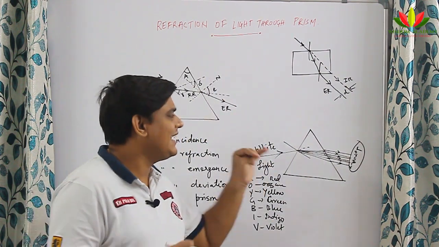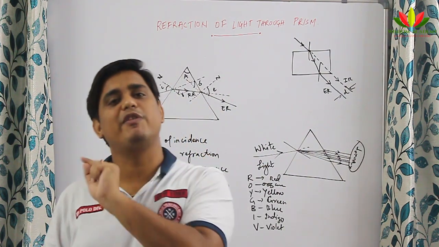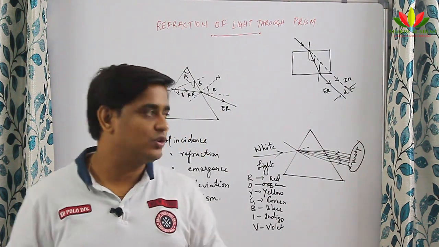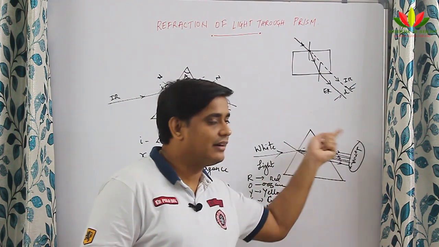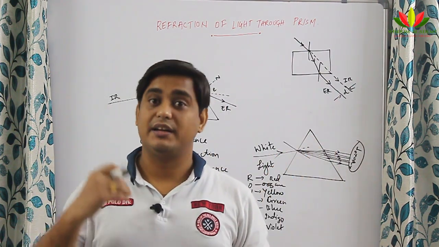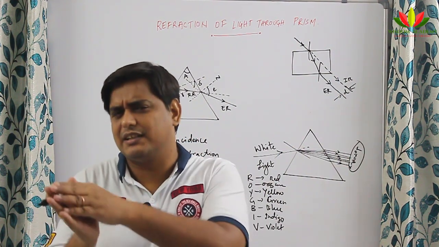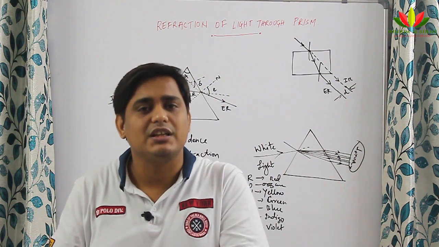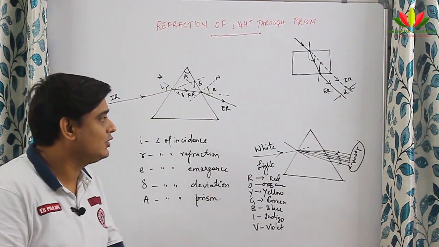If you ask me why it happens, it is because each light has its own wavelength, its own frequency. The wavelength of the violet light and the wavelength of the red light are extremely different, red being the maximum, violet being the minimum. Because the wavelengths are different, their deviation is also different. This is about the refraction of light through a prism.